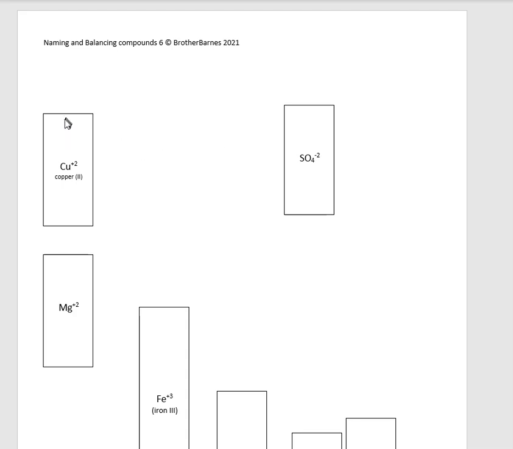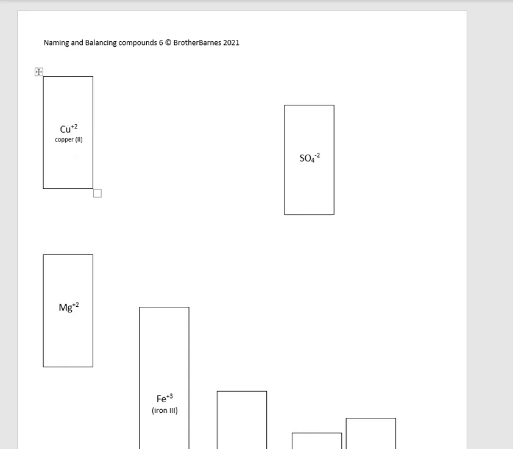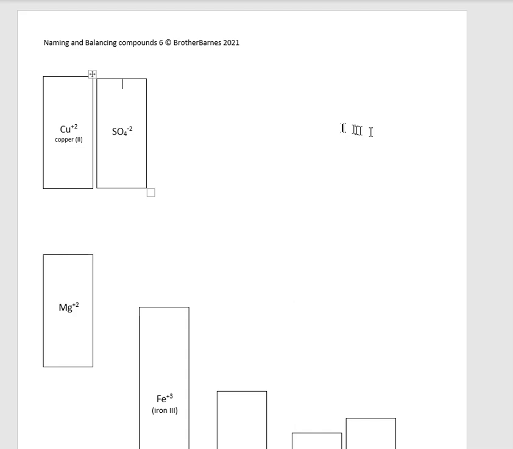Remember that there are some metals, like copper, that can have variable oxidation numbers. So if you put copper with a sulfate ion, it's kind of roughly supposed to match. That would be called copper sulfate. It's actually copper(II) sulfate. And we probably should specify that in the written name for sure, not necessarily in the formula. I want you to write those over here to the right.